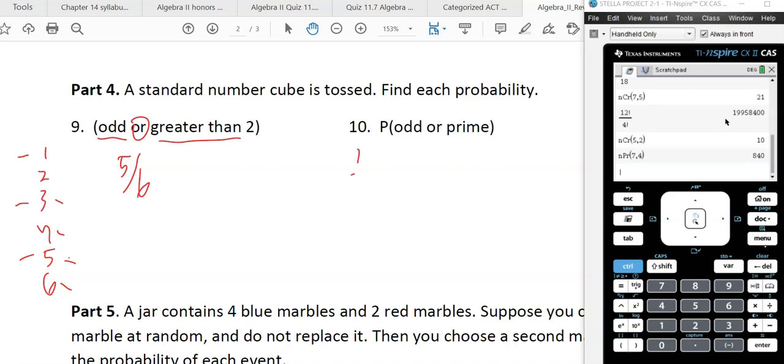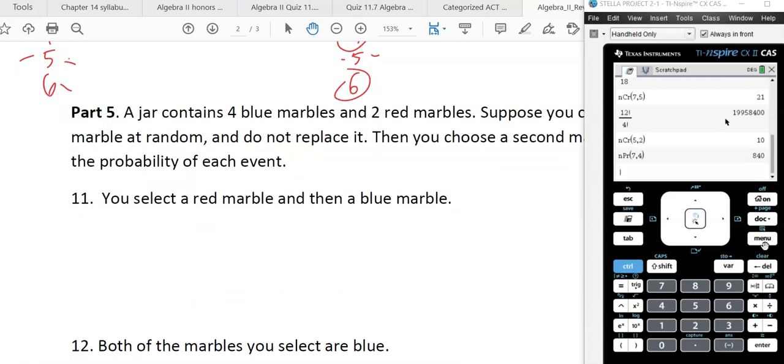Let's just write out the digits. It does help to know what a prime number is, by the way. The first prime number is 2. So prime would be 2, 3; 4 is not prime; 5 is; 6 is not prime. Odd would be 1, 3, 5. And or means either one is true, so 1, 2, 3, 4 have a mark, and 5, 6 doesn't have one. So this would be 4 out of 6, or 2/3.